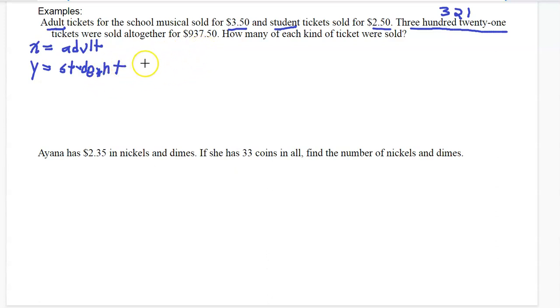I'm going to write my two equations now. Okay, so I know if I look at the cost or the price, I know that 3.50 times the number of adult tickets, so 3.50x plus 2.50y equaled, well, the total price was $937.50.